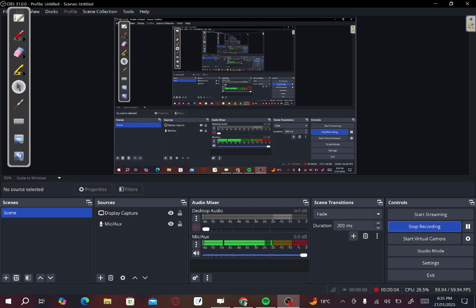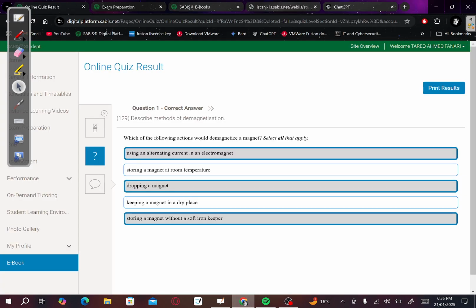Okay, so hey everyone, today I'll be making the week 6 physics quiz video. So first we start with the first question. Which of the following actions would demagnetize a magnet?